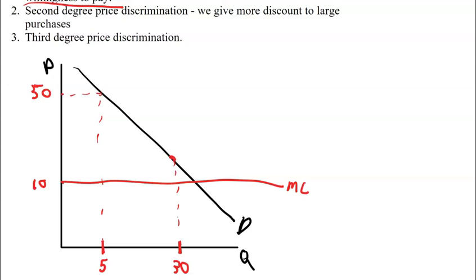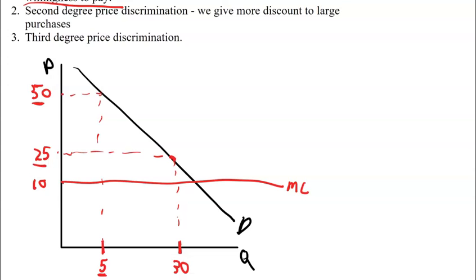Now, if somebody buys a larger quantity, let's say 20 or 30 together, then I give them a discount of 25 or 50% off, and I sell it at $25 per unit. So people who are buying 5 units each pay $50 each. People who are buying a larger quantity at the same time are paying a much lower price.